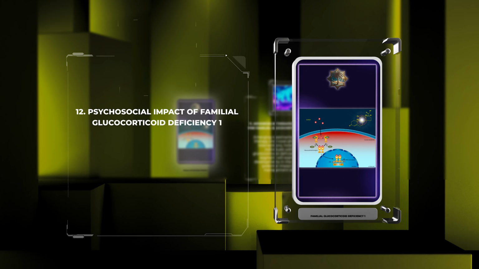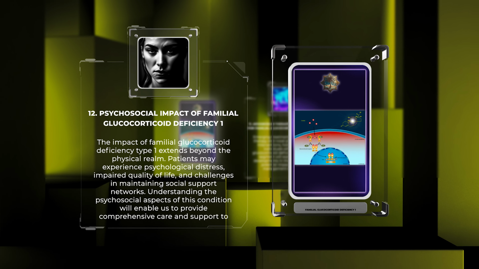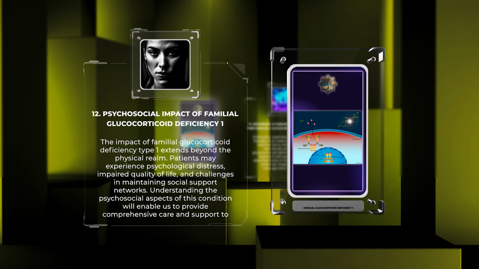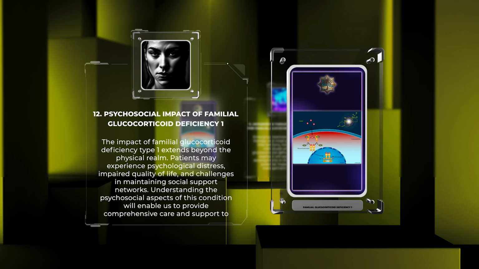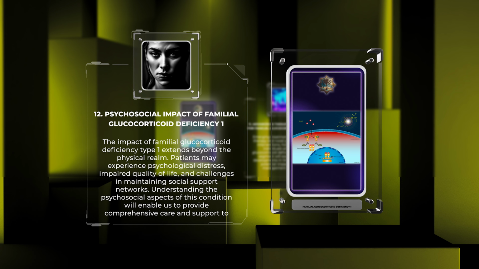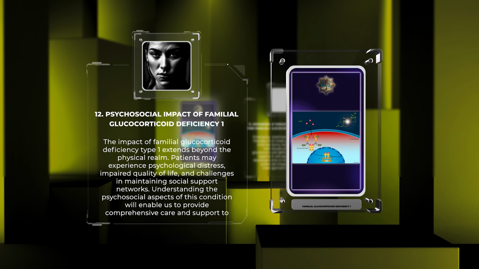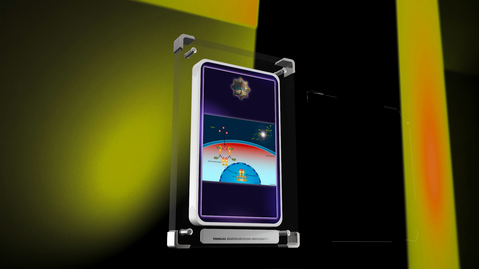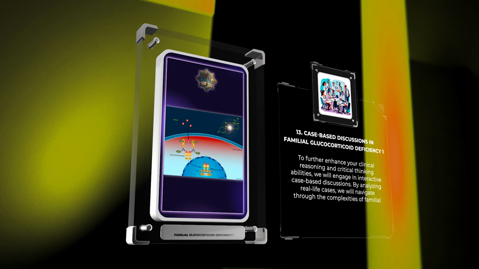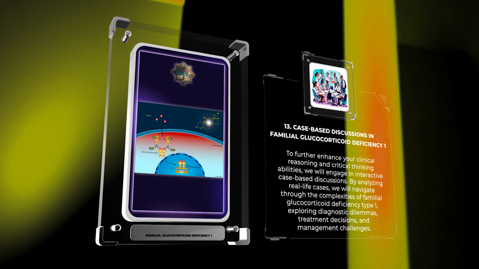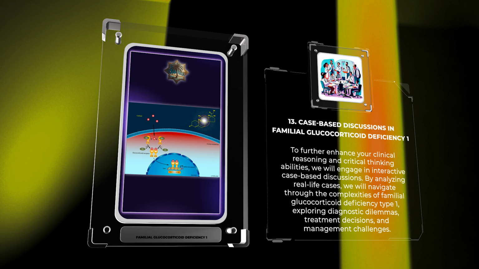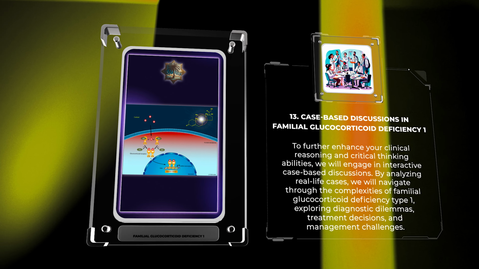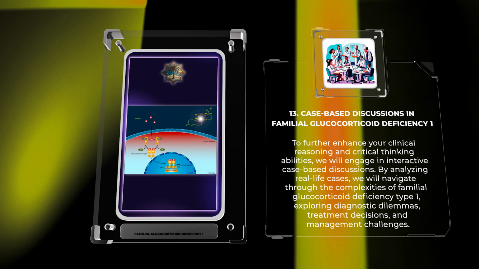The impact of familial glucocorticoid deficiency type 1 extends beyond the physical realm. Patients may experience psychological distress, impaired quality of life, and challenges in maintaining social support networks. Understanding the psychosocial aspects of this condition will enable us to provide comprehensive care and support to affected individuals. To further enhance your clinical reasoning and critical thinking abilities, we will engage in interactive case-based discussions. By analyzing real-life cases, we will navigate through the complexities of familial glucocorticoid deficiency type 1, exploring diagnostic dilemmas, treatment decisions, and management challenges.